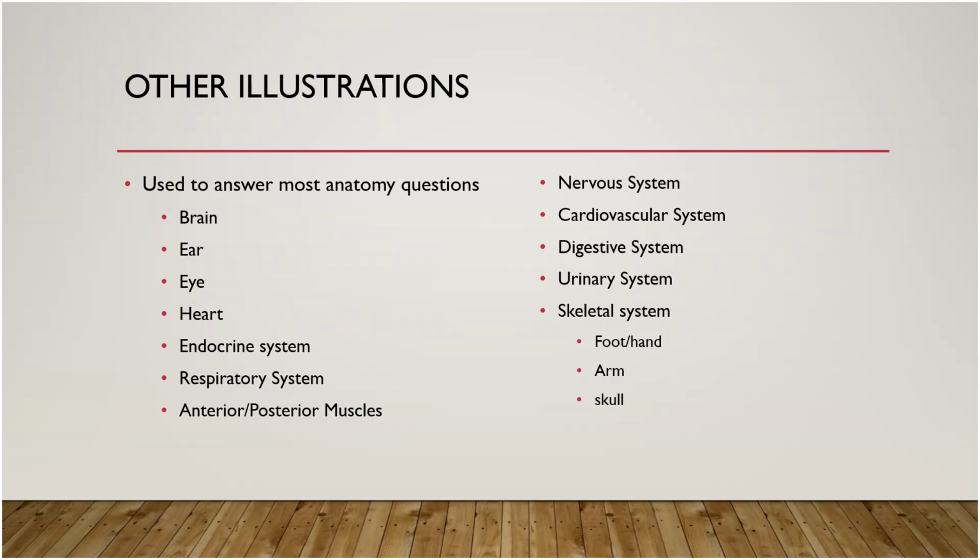So you have your brain, your ear, your eye, your heart, your different systems, your endocrine, respiratory, the skeletal system. You not only have the skeletal system, but you have individual areas such as your foot, your hand, your arm, your skull, because they're looking at such as your radius and your ulna, your carpals, your tarsals, and then the different bones in your skull.